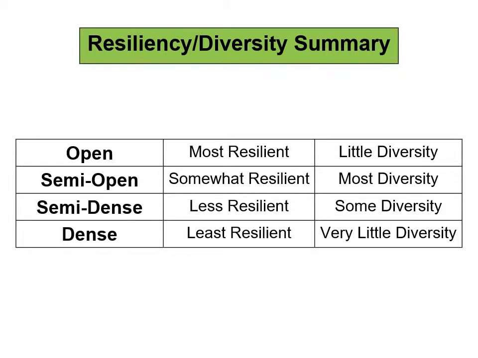This table summarizes the resiliency and diversity associated with our 4 area types. Open is the most resilient and least diverse. Semi-open is somewhat less resilient, but has the most diversity. Semi-dense is less resilient than semi-open, but still has some diversity. And dense has neither resiliency nor much diversity. But all 4 area types do play a role in a healthy forest, and all four should be present in some proportion.